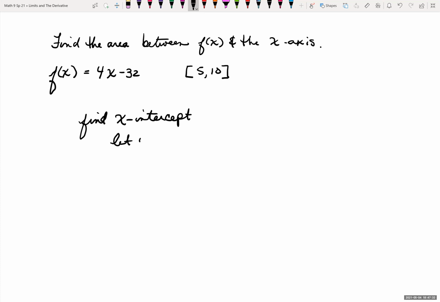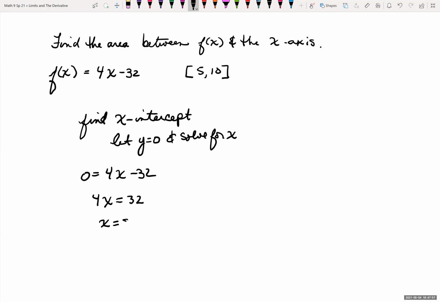And that's where we let y equal 0 and solve for x. So we get 0 is equal to 4x minus 32. It's linear, so I would isolate my x. I would add 32 to both sides, so we get 4x equals 32. Divide both sides by 4. 32 divided by 4 is 8.